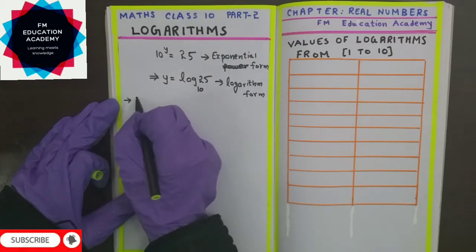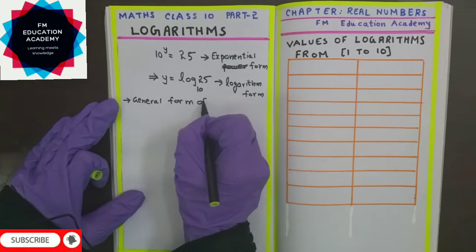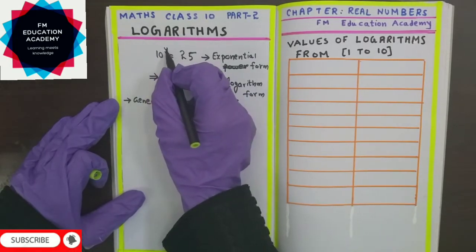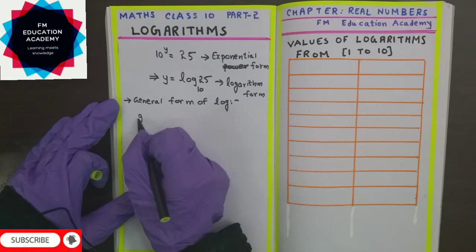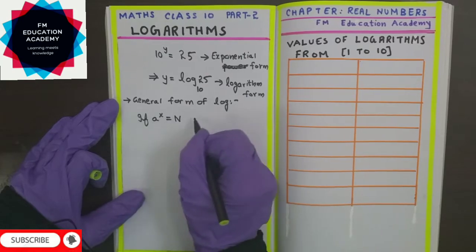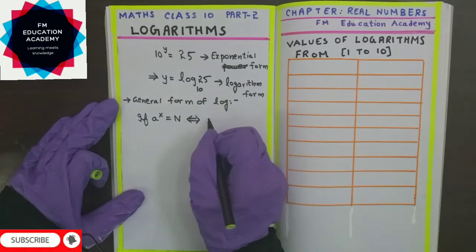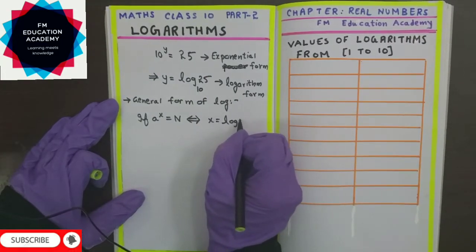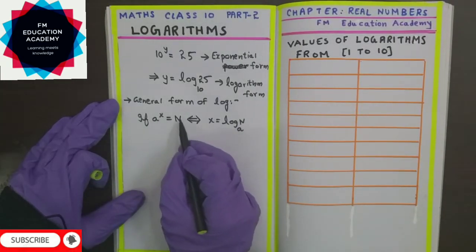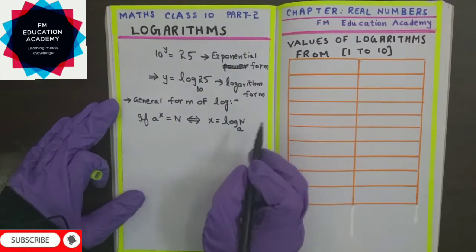As we can see here, the general form of log is represented as this. If you observe, this is a and this is x, and we can assume this as capital N. So if we write a power x is equal to N, then if I have this exponential form, I can write x is equal to log N to the base a. This is my general formula of logarithm. That is, if a power x is equal to N, then the value of x will be equal to log N to the base a.